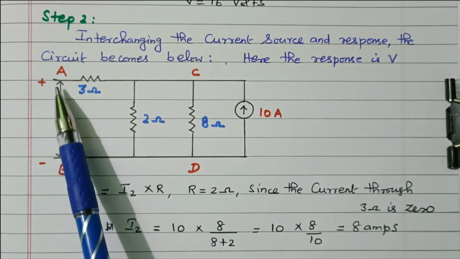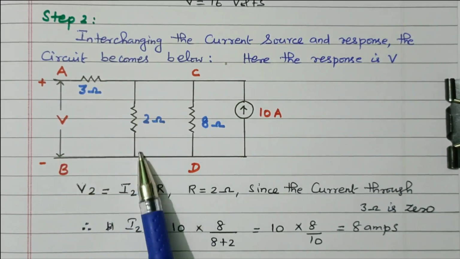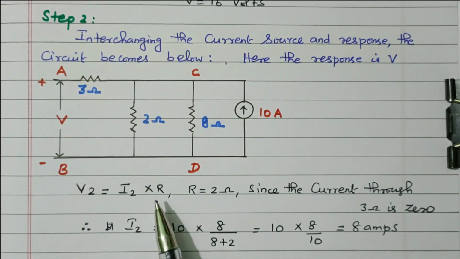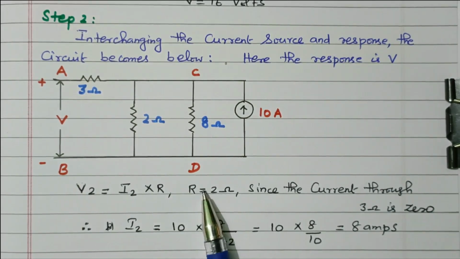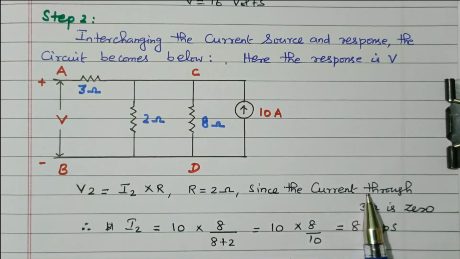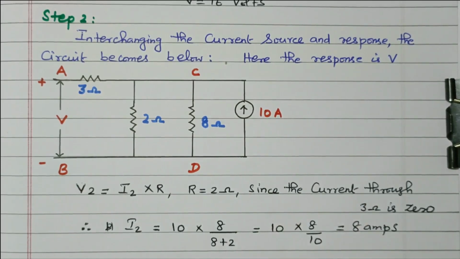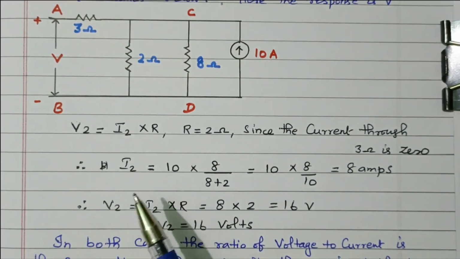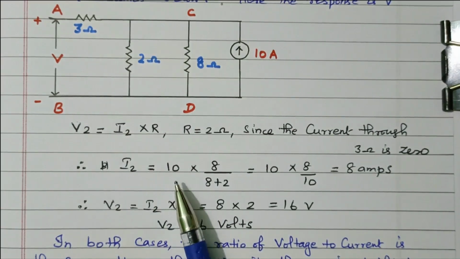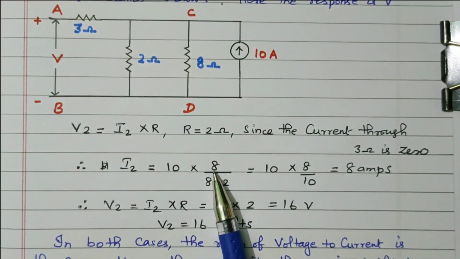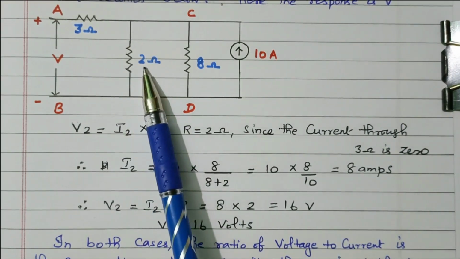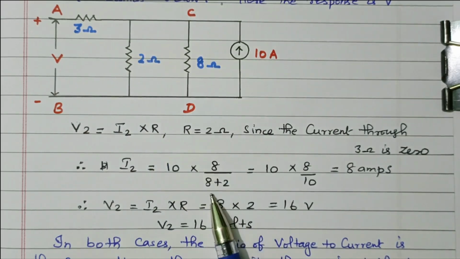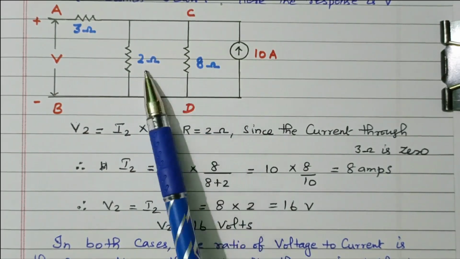So the voltage across AB is nothing but the voltage across the 2 ohm resistor. Voltage across the 2 ohm resistor is the current flowing through the 2 ohm resistor into R. R value is 2 because current will not flow through the 3 ohm resistor, right? Then how will you find this I2 value? Again we are using the current divider rule. I2 equals total current multiplied by the other branch resistor. So we need the current through the 2 ohm, so it should be multiplied by 8 ohm divided by the total resistance, 2 plus 8, right?